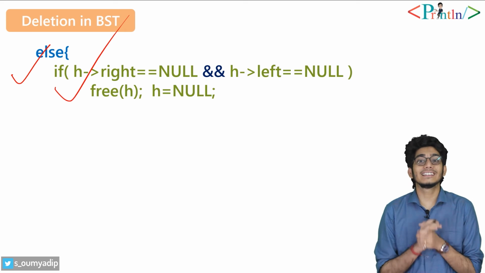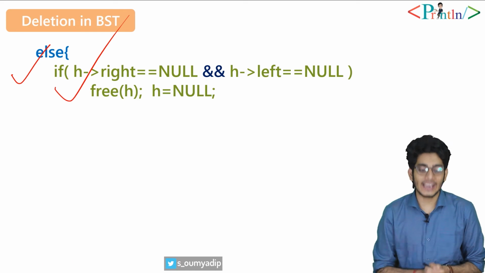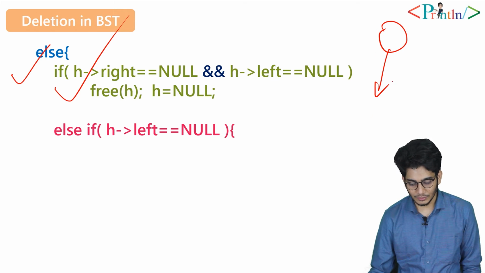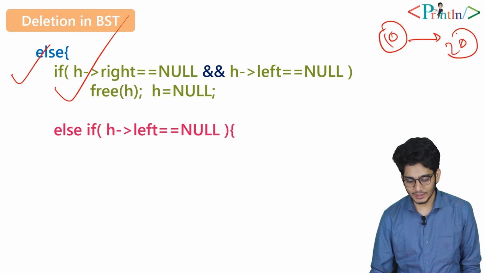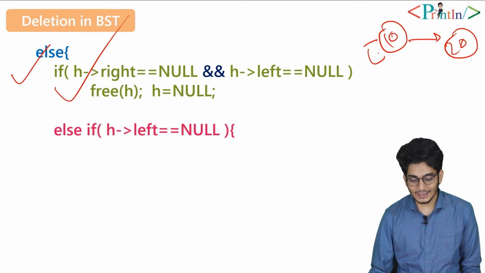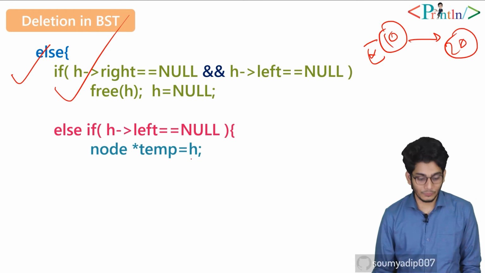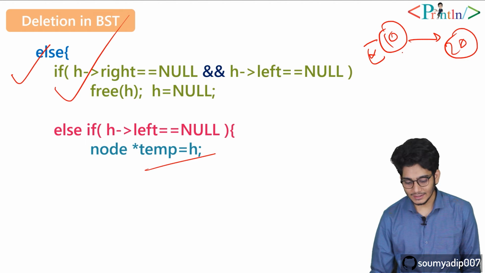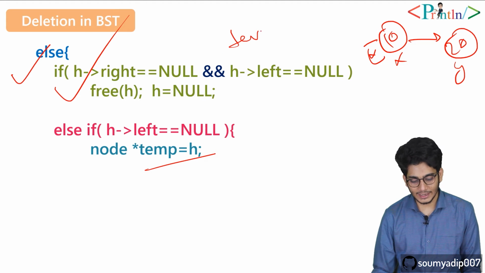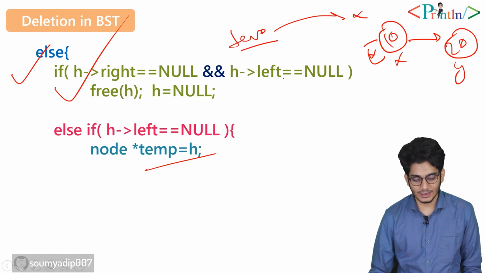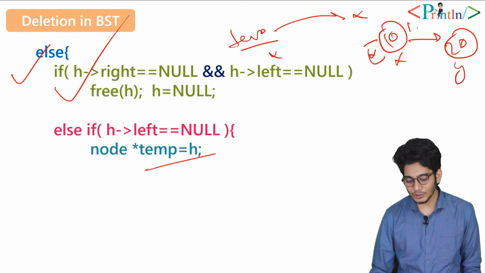Now we'll see how we can delete a node with one child. Let's say the left is null, we don't have any value over here. Let's say 10 and 20. Now 10 has nothing at its left, so the left of 10 is null. What we'll do is simply put h into temp. Let's say the address of 10 is x and the address of 20 is y. So we'll take a temp. Now temp will be pointing to this x, right? Now temp has x, and h is also here.